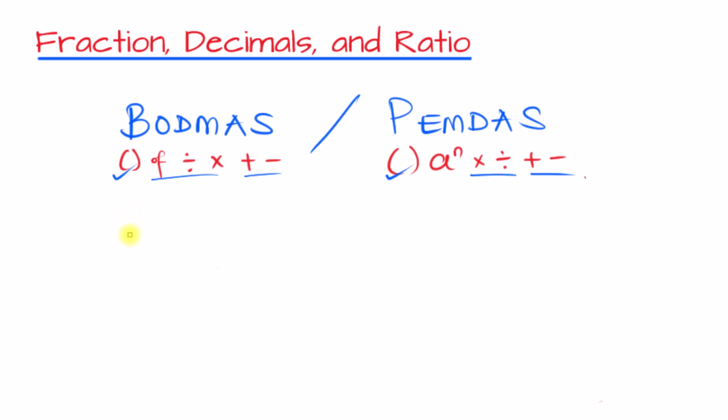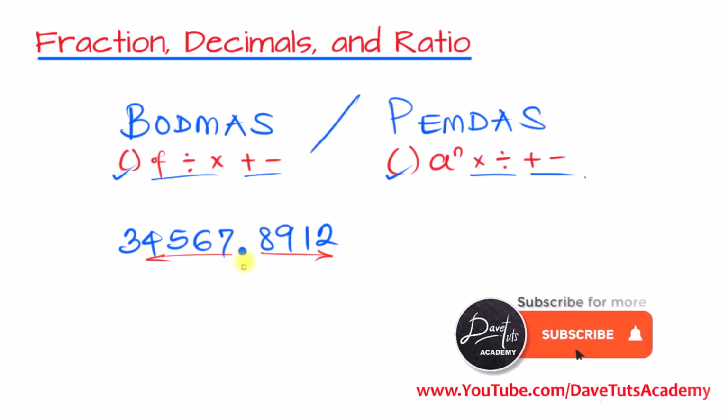Okay, so that being said on BODMAS and PEMDAS, when you are working with this, particularly with decimals, if we say we have a number, let's say 34567.8912, okay? Generally, whenever you are trying to solve, you can take this decimal point and move it either to the left, okay, or to the right. And this is going to enhance whatever we are going to solve. Now, look at this, because this is the means by which we express numbers in standard notation.